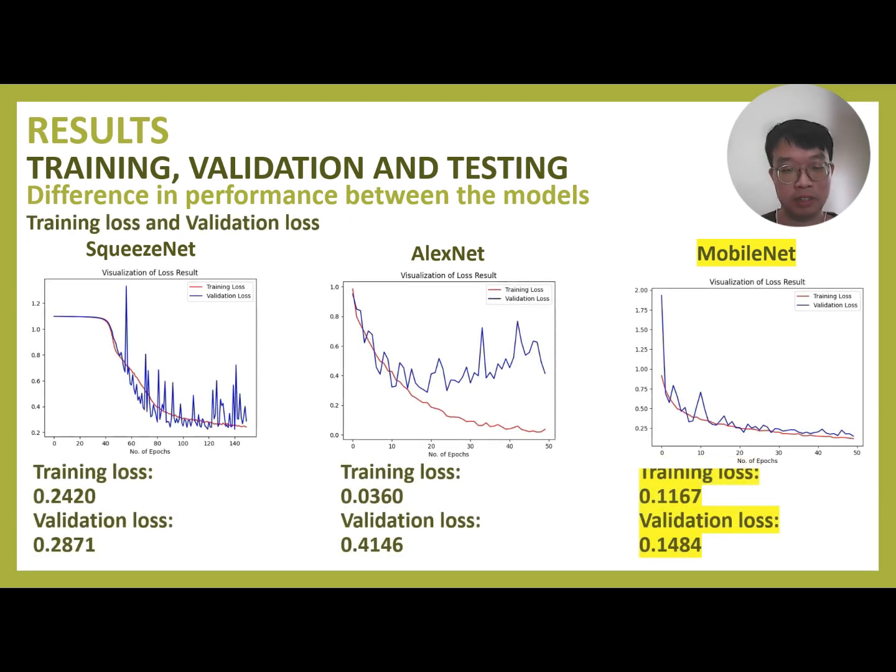Besides, MobileNet also has the best training loss and validation loss compared to SqueezeNet and LSNet. It has training loss of 0.1167 and validation loss of 0.1484, which is lowest compared to SqueezeNet and LSNet algorithms.